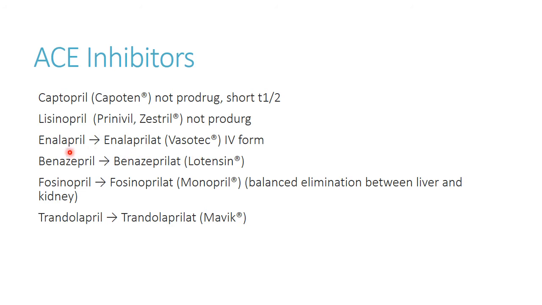But this is a good one to know just because enalaprilat is the go-to IV form. So if you had someone in the hospital or in the emergency department who is having acute hypertension, you can give an IV ACE inhibitor and actually have pretty quick effects to block the actions of angiotensin II and can lower their blood pressure pretty decently.